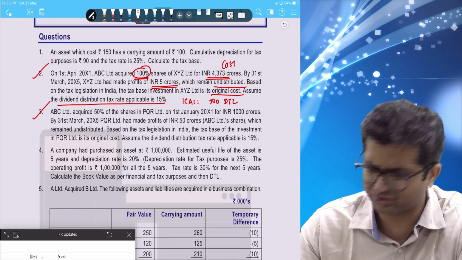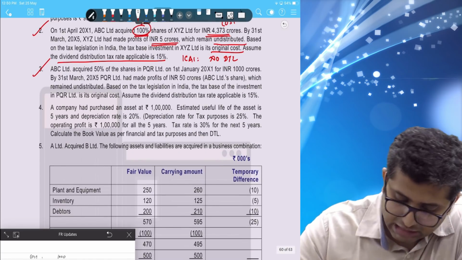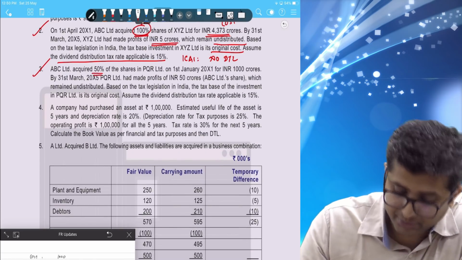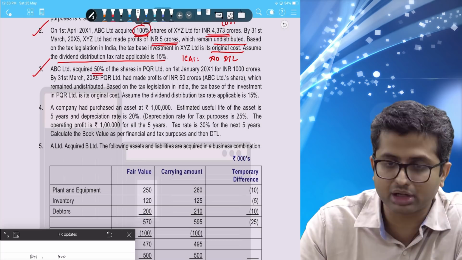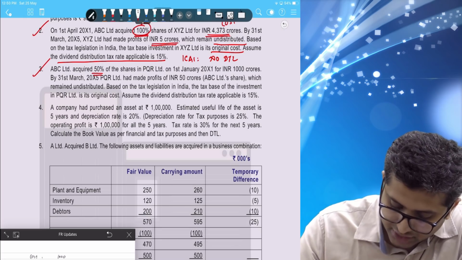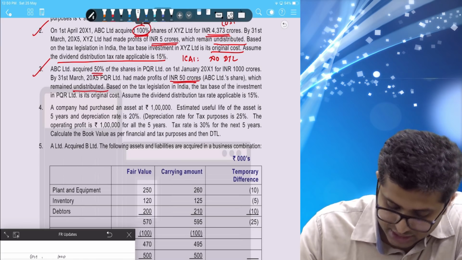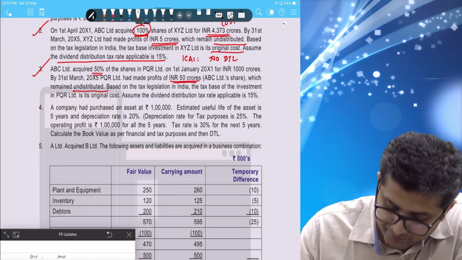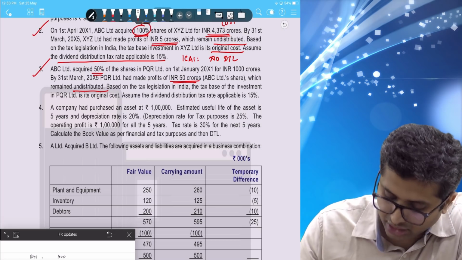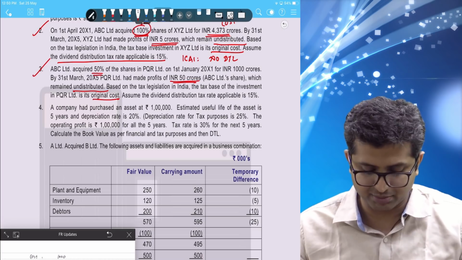Are we getting this? Just remember that. I'm just trying to do it fast so that we save time. Second, ABC acquires a 50% stake, which means it is not a subsidiary relationship, on 1st of January for 1000 crores. On 31st March, PQR had profits of 50 crores, which remain undistributed, which means your carrying value must be higher. Based on tax legislation in India, the tax base is the original cost, and assume the DDT rate is 15%.